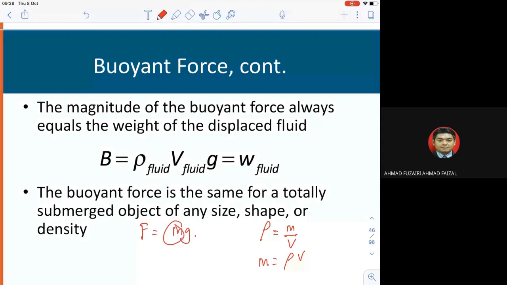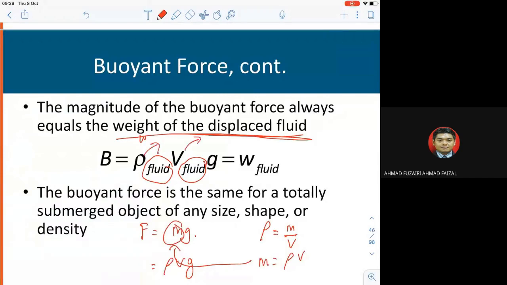Okay, so this part becomes rho v g. Rho of what? Rho of the fluid, volume of the fluid times gravity. Remember, we cannot use the density of the object, because students always make mistakes here. The buoyant force is equivalent to the weight of the displaced fluid, not the weight of the object. Remember one thing: weight of the fluid displaced, not weight of the object. That's why here we consider the density of the fluid, the volume of the fluid, times gravity.